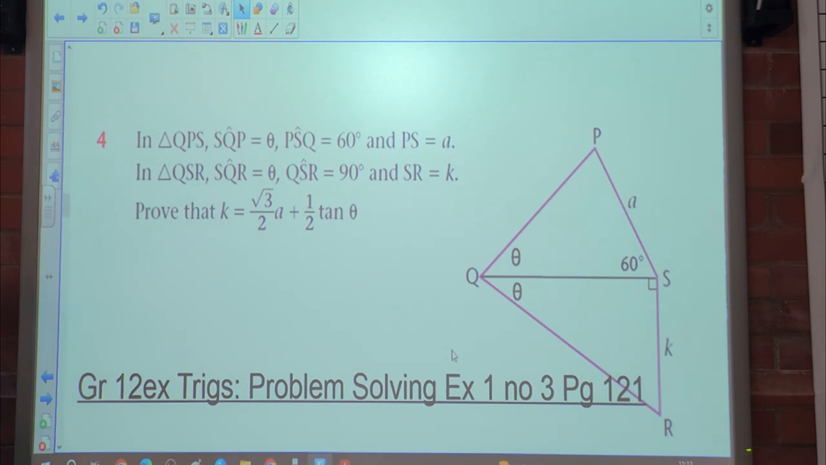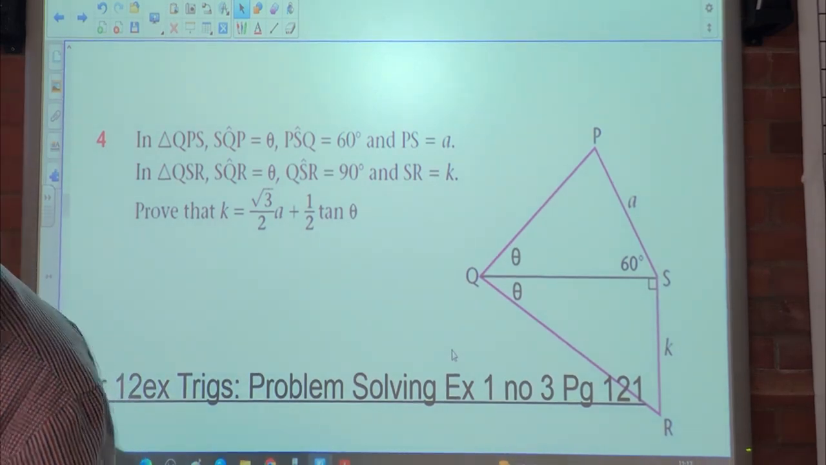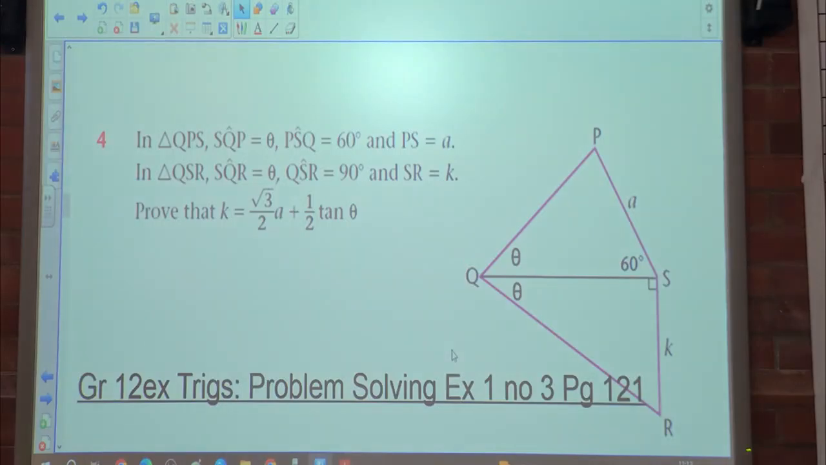How many sums are there in this exercise? 6. Okay, so I'm going to stop the video and we're going to make it 3 and 3, otherwise the video is going to be too long. So I'm going to merge this with the previous day's lesson.